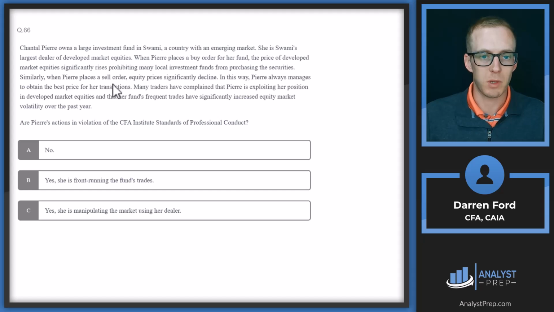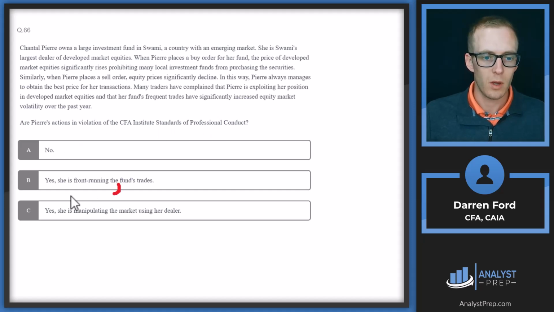Similarly, when Pierre places a sell order, equity prices significantly decline. In this way, Pierre always manages to obtain the best price for her transactions. Many traders have complained that Pierre is exploiting her position in developed market equities and that her fund's frequent trades have significantly increased equity market volatility over the past year. Are Pierre's actions in violation of the CFA Institute Standards of Professional Conduct?